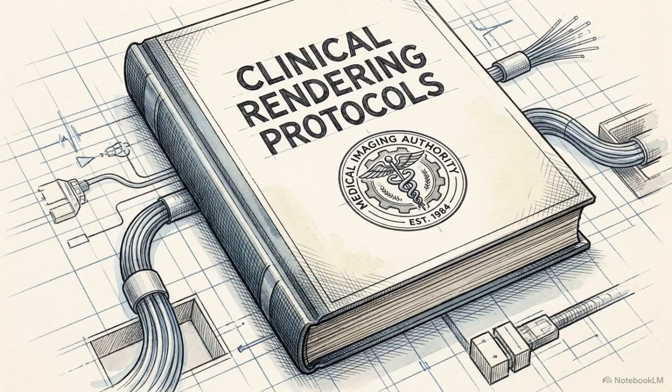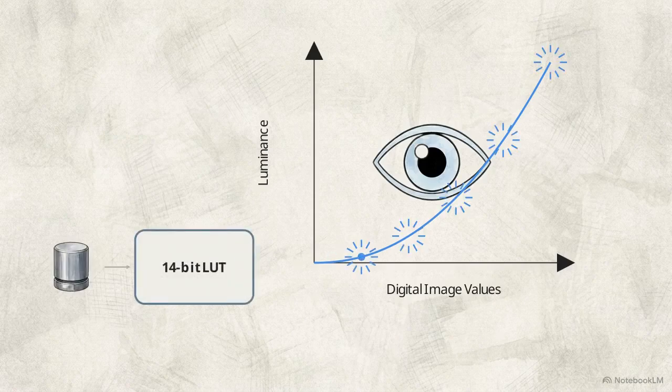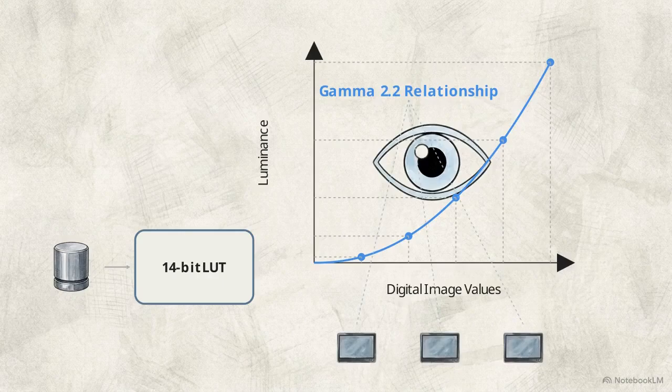That pixel-level precision is governed by a mathematical standard known as the DICOM Grayscale Standard Display Function, or GSDF. This graph illustrates the standard. It plots digital image values against luminance output, forming a curve mapped directly to the nonlinear contrast sensitivity of the human eye. The system runs incoming data through a 14-bit lookup table, forcing the display output to obey a strict gamma 2.2 relationship. This guarantees that an image looks identical on any calibrated workstation in the facility.